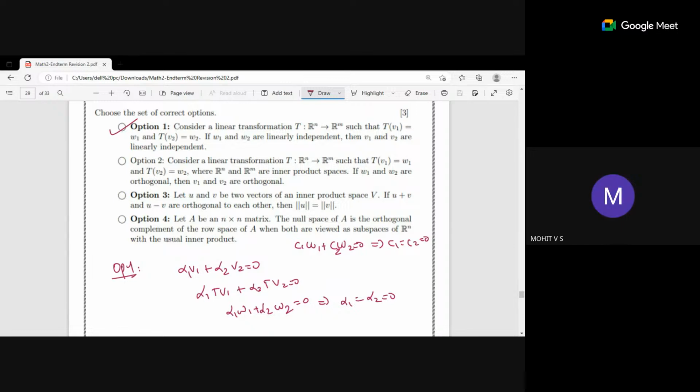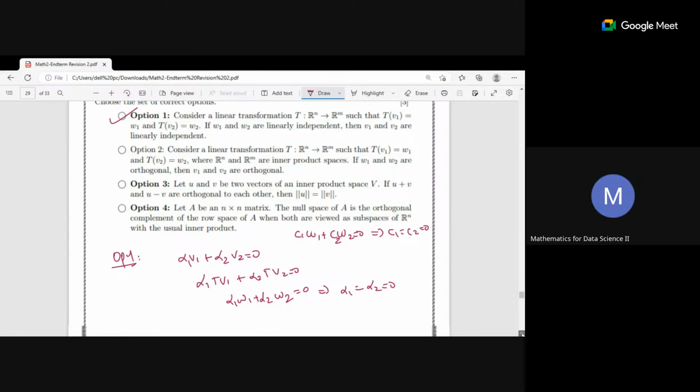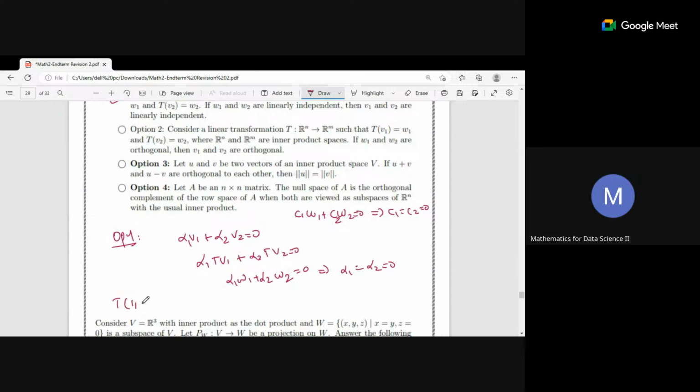No, ma'am. So you can give several examples for this. Here, let us say T of (1, 1) is equal to (1, 0) and T of (2, 1) is (0, 1). So this is your V1, V2, W1, W2. W1 and W2 are orthogonal, but V1 and V2 are not orthogonal. Okay? So this is correct. So this is for option 2.